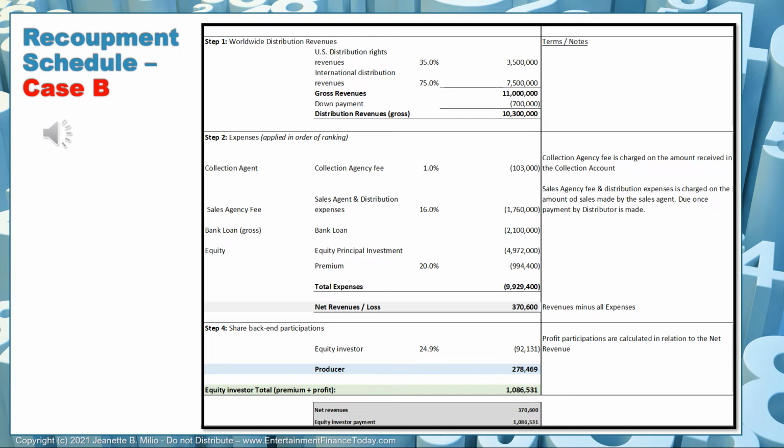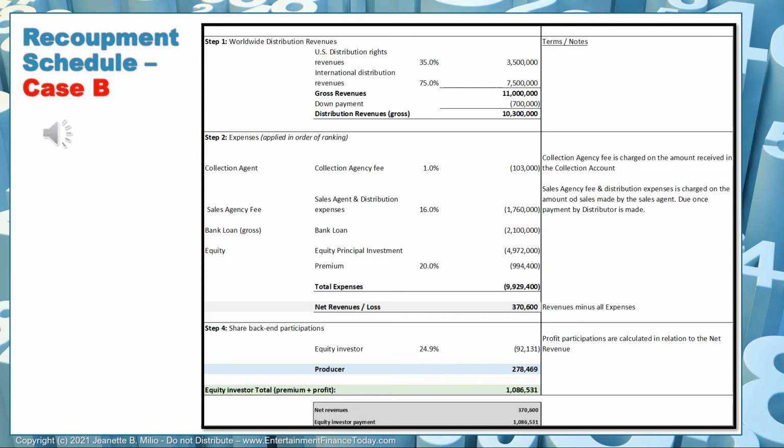$370,600. The equity investor gets 50% of the equity they have given us, which, as you remember, was in total, I believe, if I'm looking at this case study here, 49.27%. So half of that is 24.9%. And the equity investor therefore gets a profit share participation payment of $92,131. And the producer would be left with $278,469.